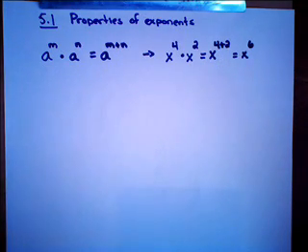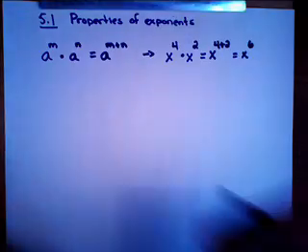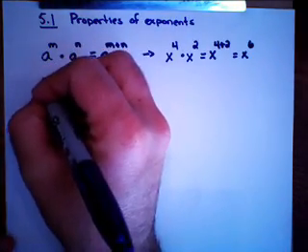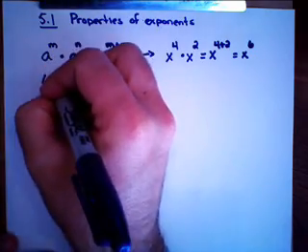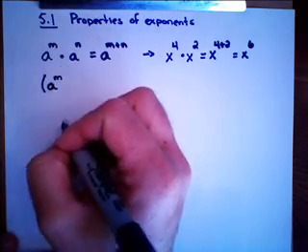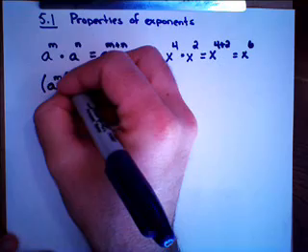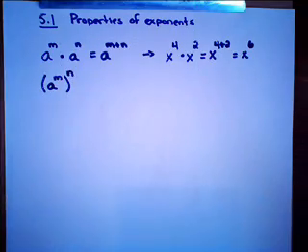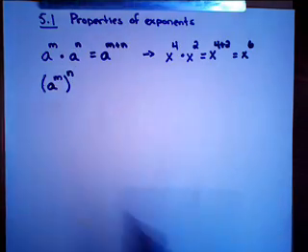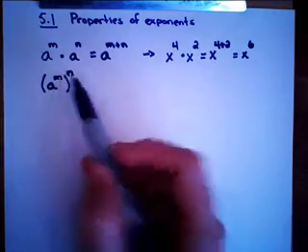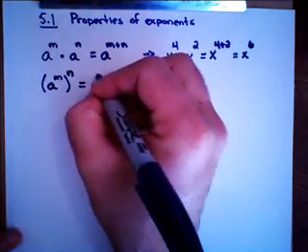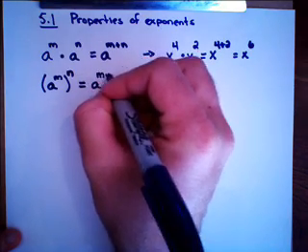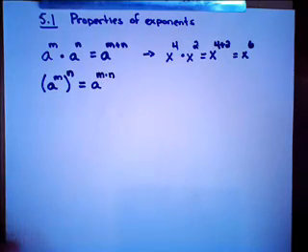Okay. The second type is called a power to a power. It says if you have some base number a raised to the mth power, and you're going to raise that whole thing to the nth power, it says that if you have this type of power to a power, all you do is multiply the exponents. So this would be the same thing as a to the m times n.